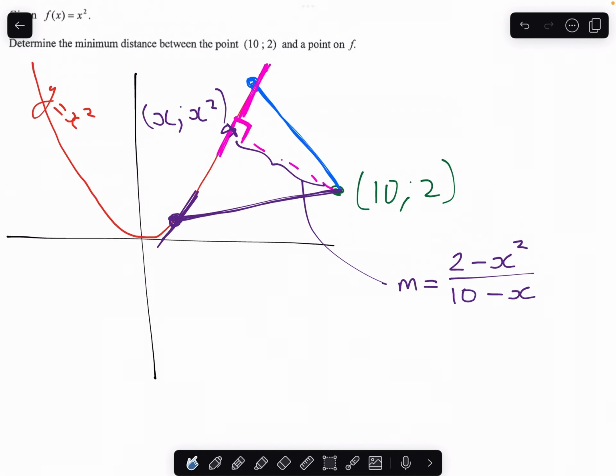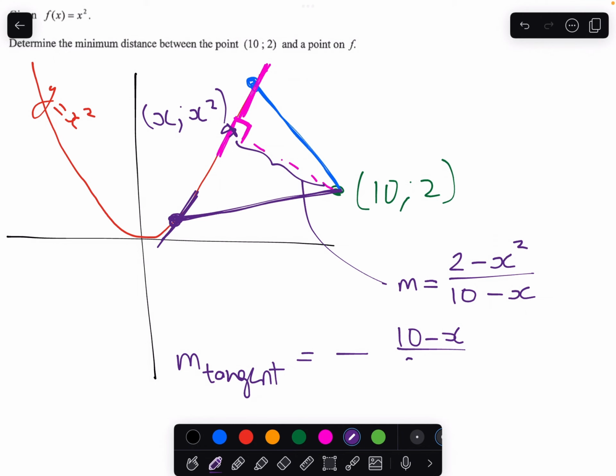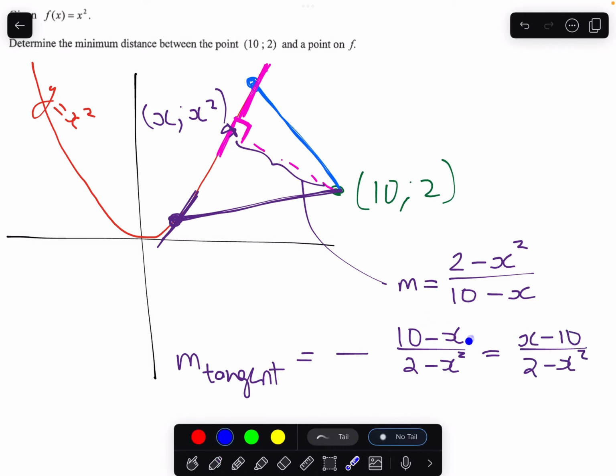And the gradient of the tangent at that point will be the negated inverse of this. So the gradient of the tangent will be negative (10 minus x) over (2 minus x squared), and we can decide who the negative goes to, the top or the bottom. Wherever it goes, it just causes a switcheroo. So that will be (x minus 10) over (2 minus x squared), or you could have (10 minus x) over (x squared minus 2).